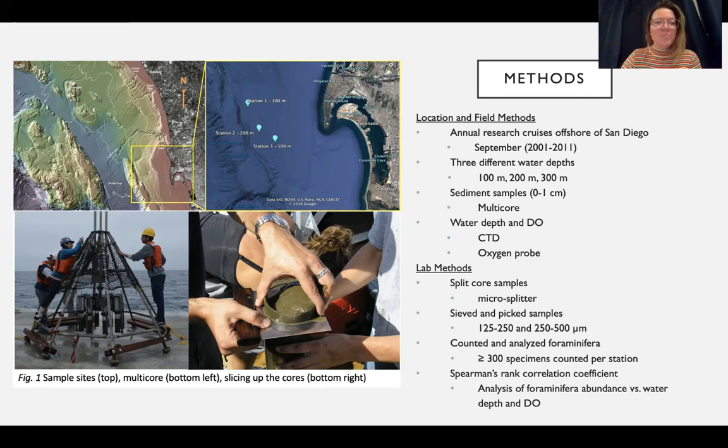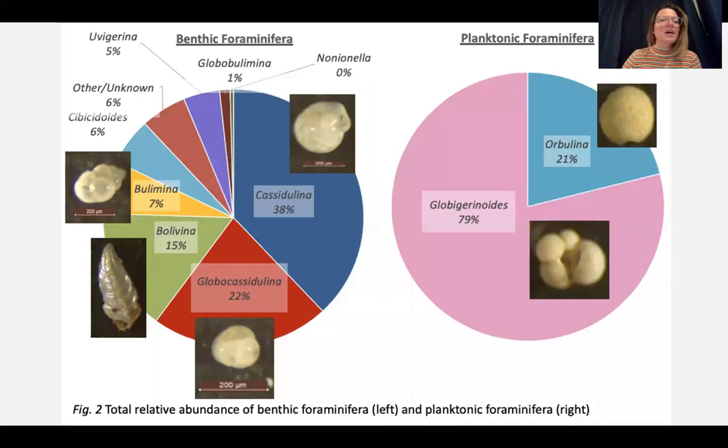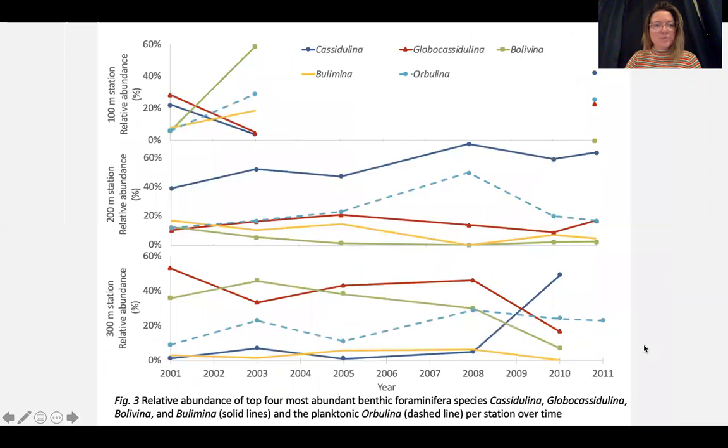And then a Spearman rank correlation coefficient was used to find the analysis between these environmental parameters and foraminifera abundance. And so here we see the total relative abundance of both benthic and planktonic foraminifera over all stations in all years. So on the left, the 4 most common benthic foraminifera are Cibicidoides, Globo-cassidulina, Bolivina, and Bulimina. And for planktonic, we only saw Orbulina and Globigerinoides in our samples.